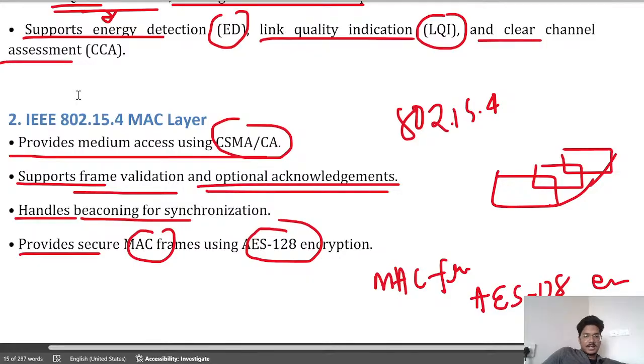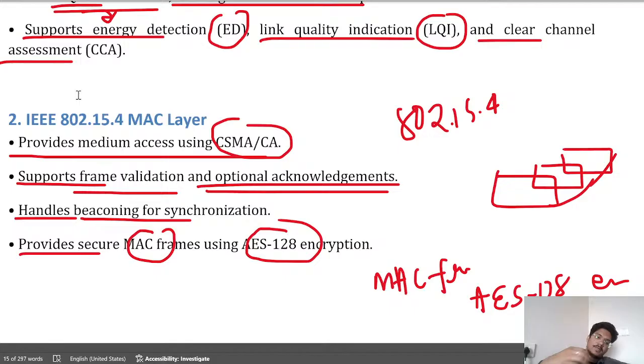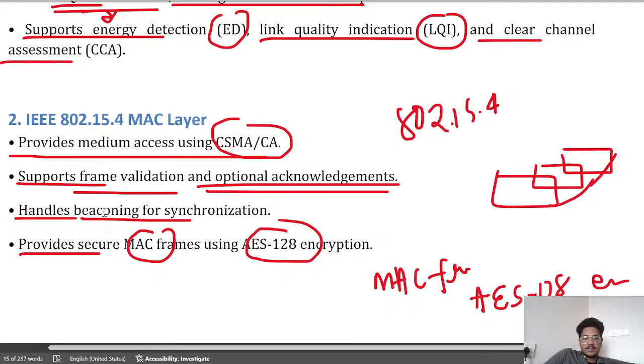The MAC layer provides channel access using CSMA/CA, supports frame validation and optional acknowledgement, handles beaconing and synchronization, and provides secure MAC using AES-128.